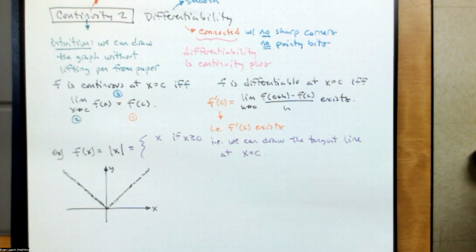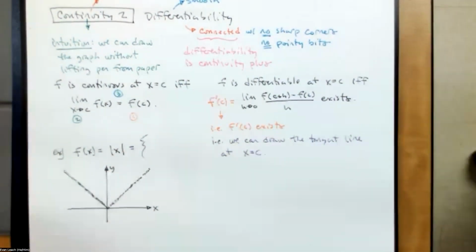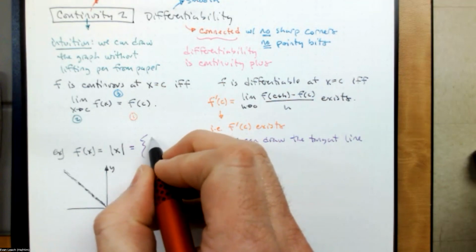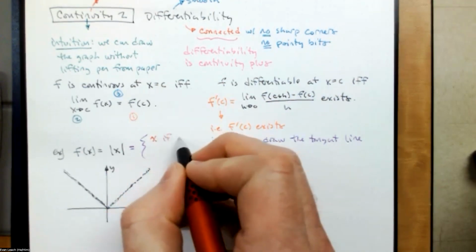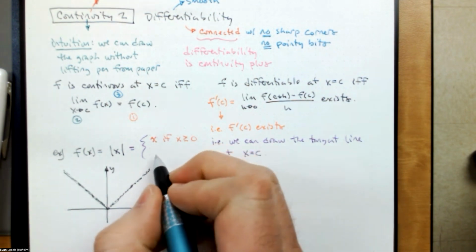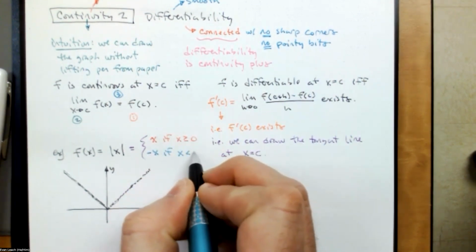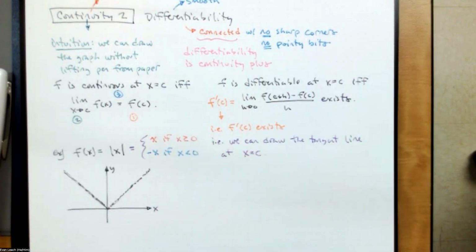But if x is negative, the absolute value function is just the function if x is greater than or equal to 0. But if x is negative, we change the sign. So the absolute value of negative 5 is 5. We take the opposite. So f of x is negative x if x is negative. So there's a piecewise defined function for absolute value of x.